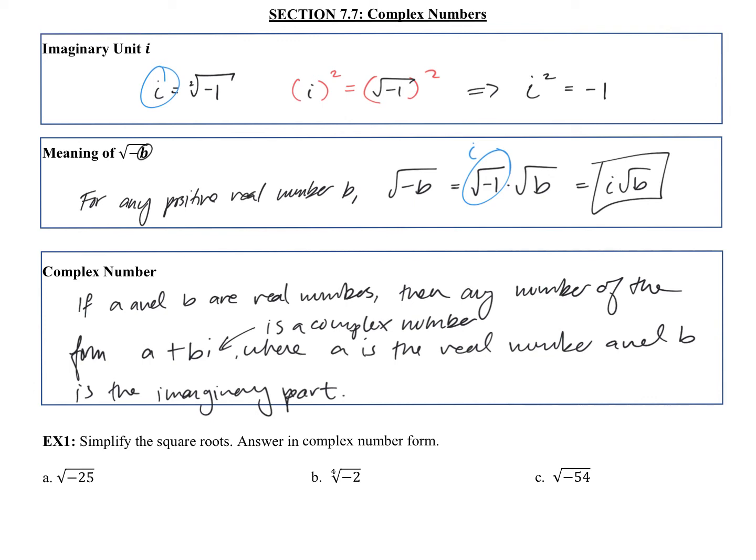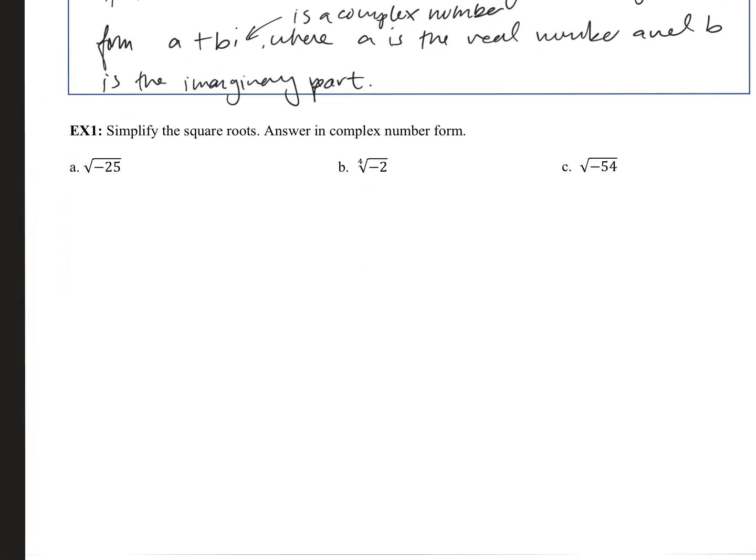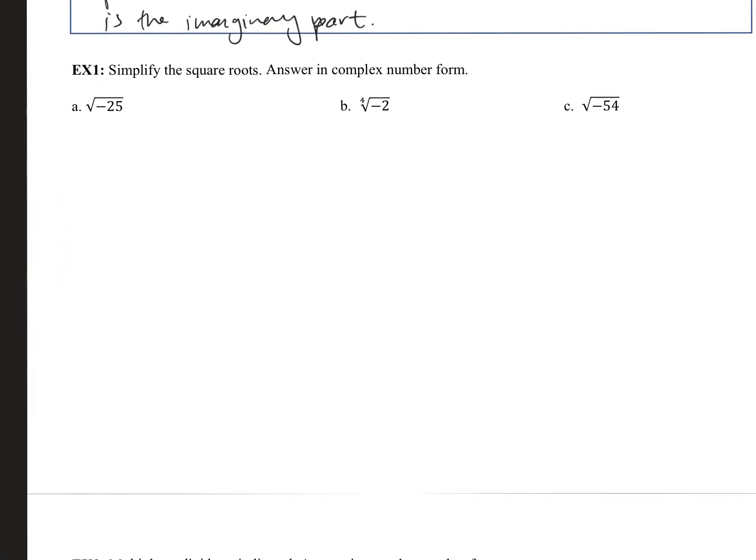So let's take a look at example 1. Simplify the square roots, answer in complex number form. Simplifying, I'm going to go ahead and break up the negative. See that negative in the root? We know that's -1 times the root of 25. And root -1 is i. And then the root of 25, let's simplify that. So it's i, 5. Most of the time, though, people write it as 5i.